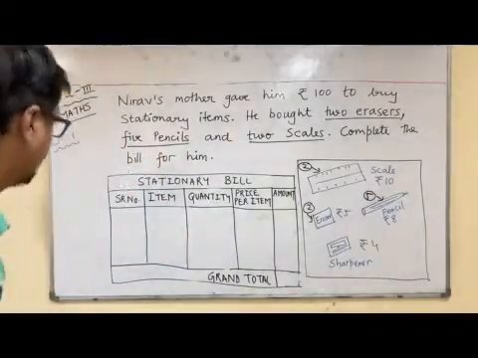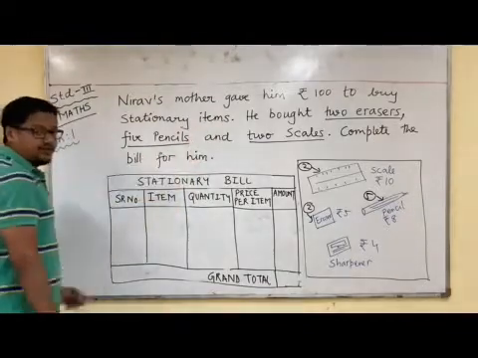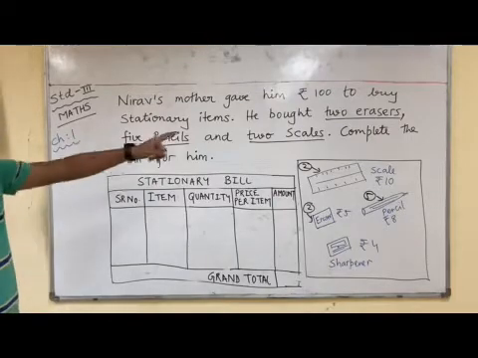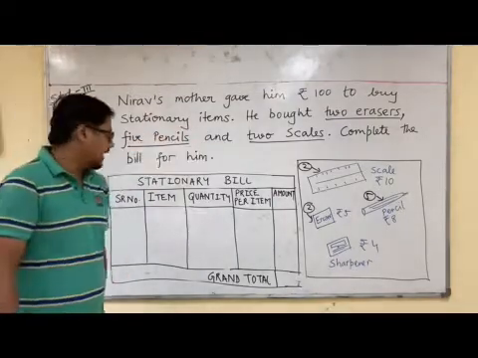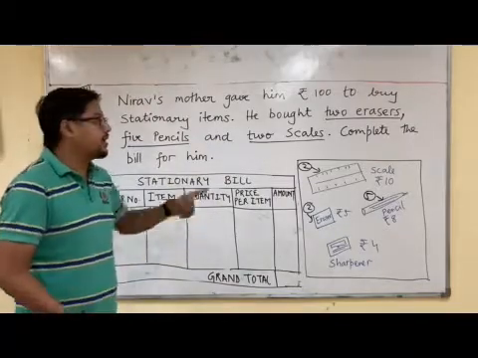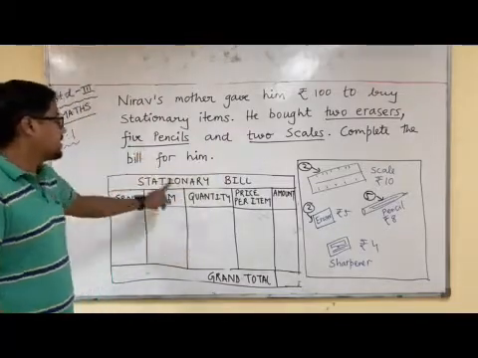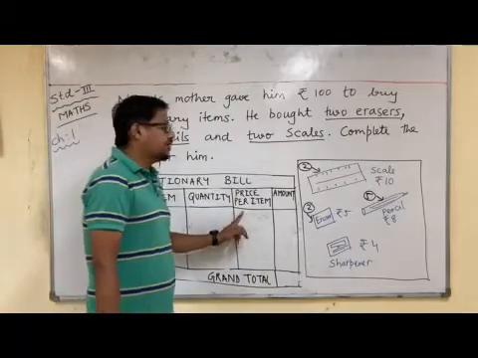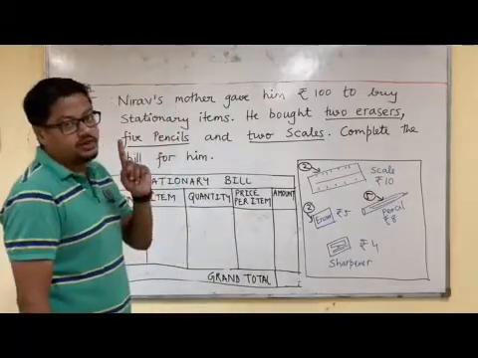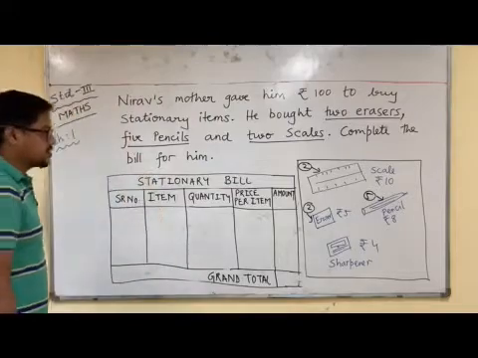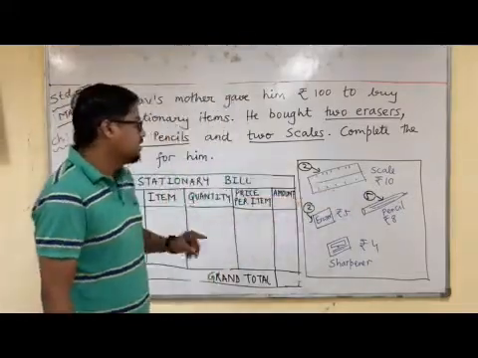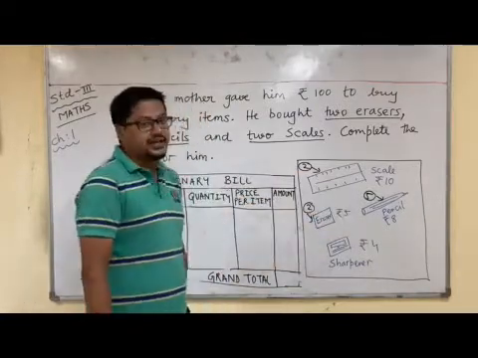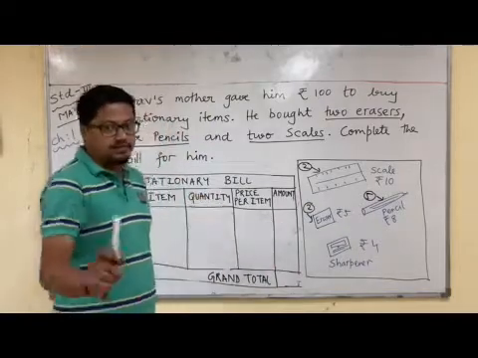So let us start. Serial number will contain the numbers 1 to 3. Items will contain the name of the item purchased. In our case, it will be eraser, pencil and scale. Quantity means how many. How many erasers? 2 will come here. How many pencils? 5 will come here. How many scales? 2 will come here. Price per item: 1 scale is rupees 10, 1 eraser is rupees 5, and 1 pencil is rupees 8. We will write them here. Then we will multiply and write the amount.